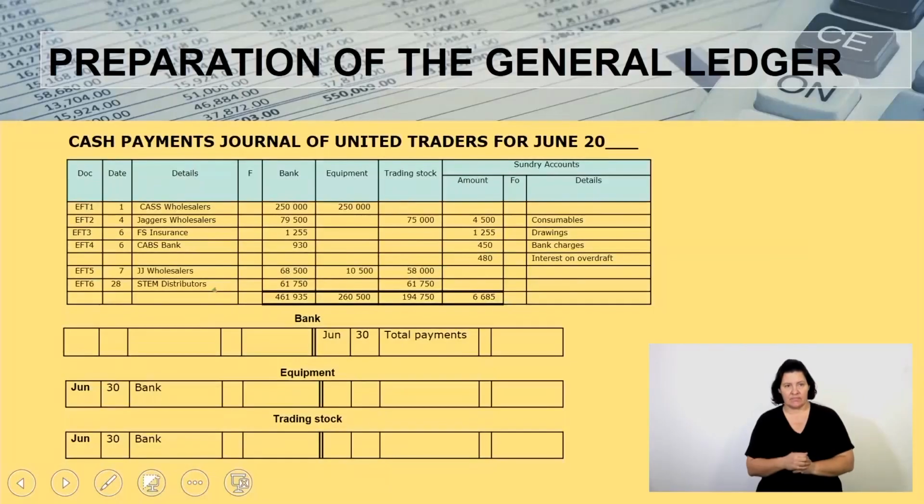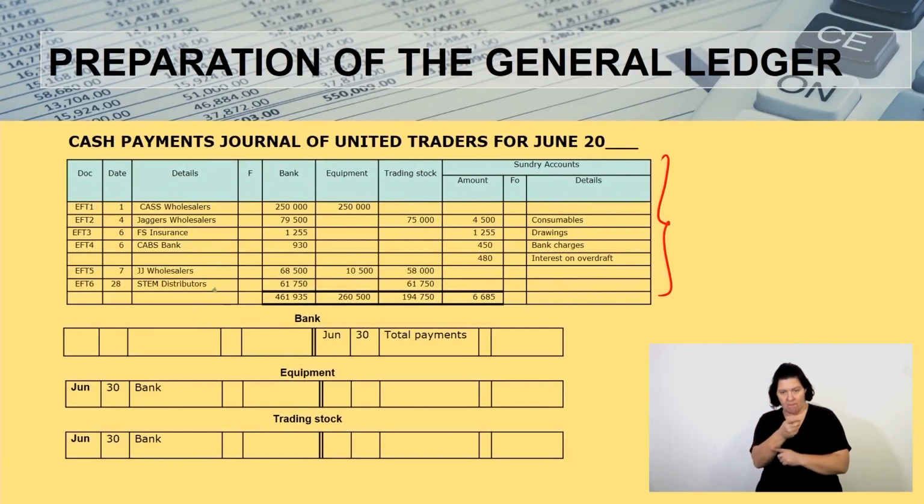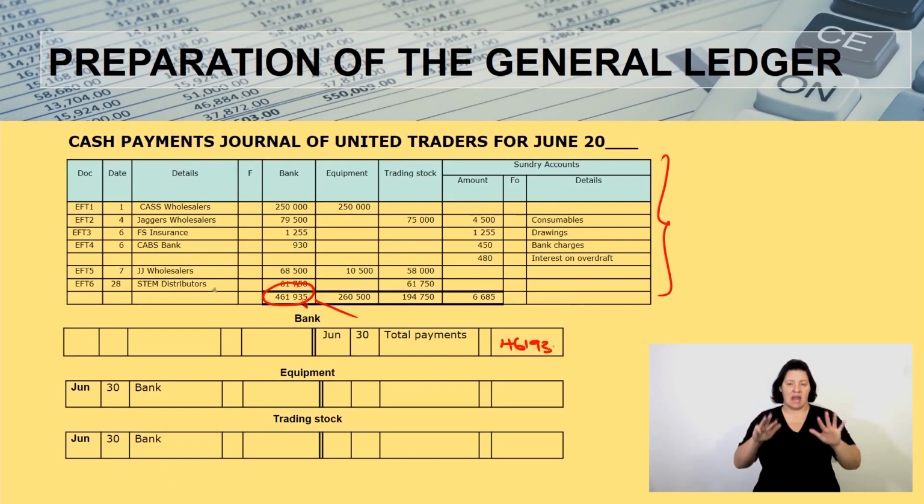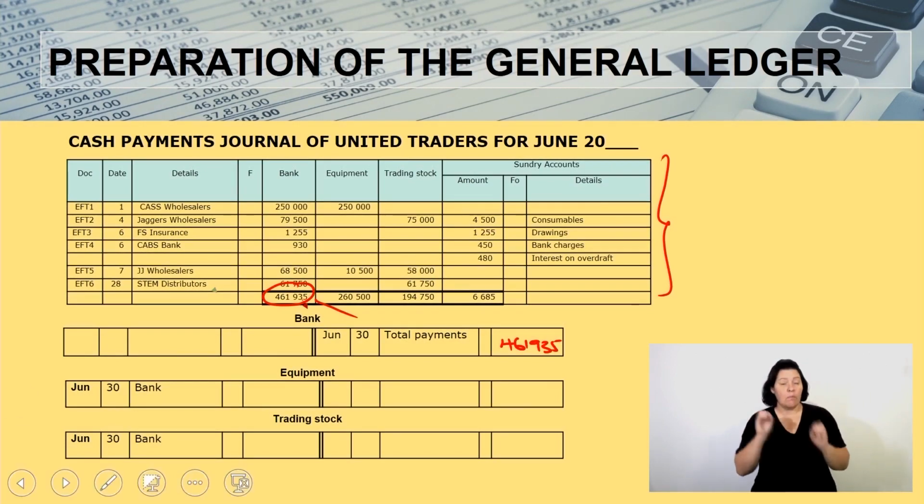When you're doing that, I'm going to quickly go and show you one that I've already added up. There it is. So from here now, we can post to the general ledger. If we're going to post, we're going to take that bank straight on to your bank account. How much are you going to see? There, you're going to have your 461,935.